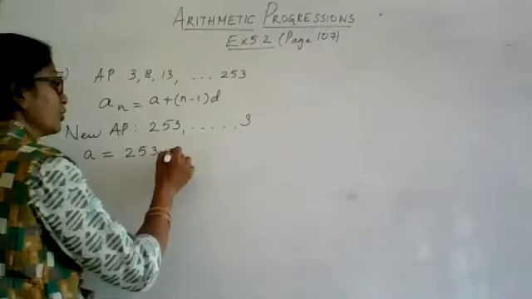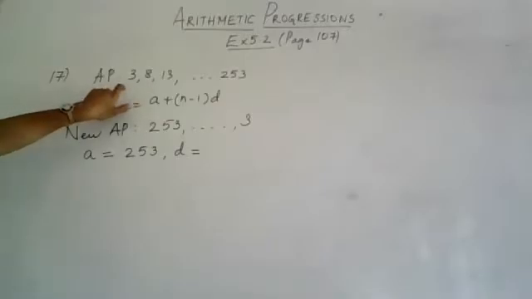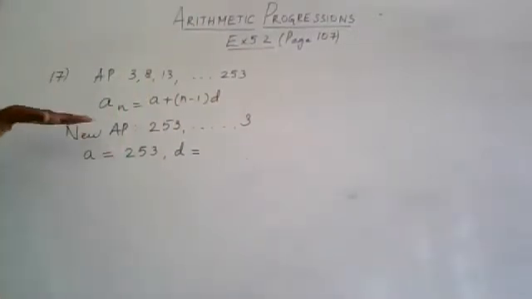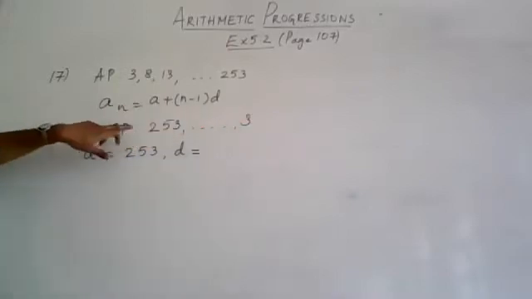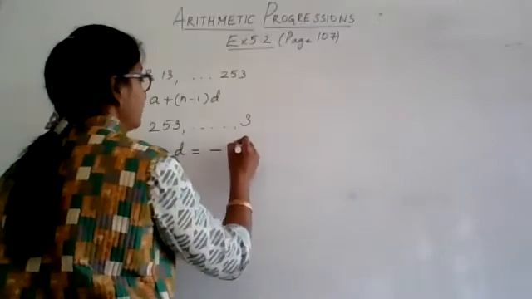And what is going to be your common difference? From the original AP, we know the common difference is 8 minus 3, which is 5. Will it be the same for this AP also? You will have it as negative 5, because now the AP is in such a way that the terms are decreasing successively. But the difference will be the same. Only thing, your d will be negative 5 here.